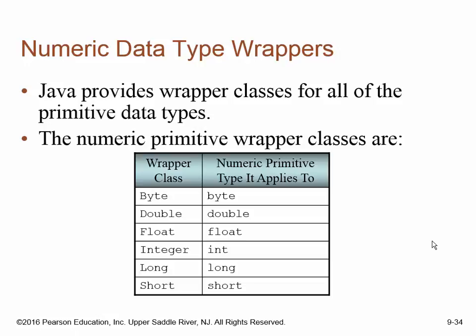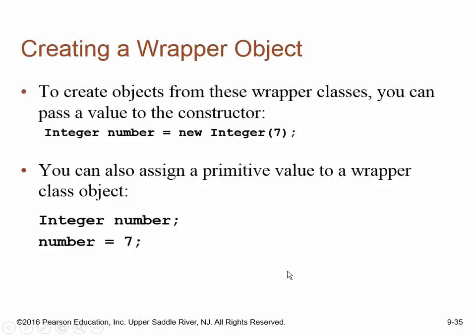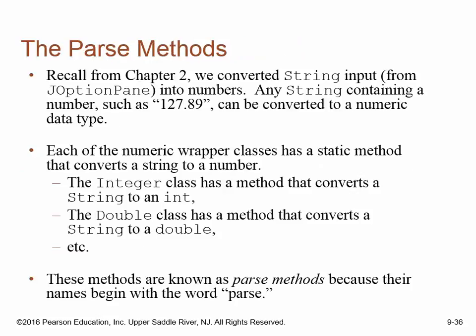Java has several numeric data type wrappers. So notice the wrapper class looks the same as the primitive class, except there's a capital letter in there. So you can create objects from wrapper classes, and the reason you might want to do that is so that you can actually run different methods on those objects. And again, we'll look at some examples of that as we go on.